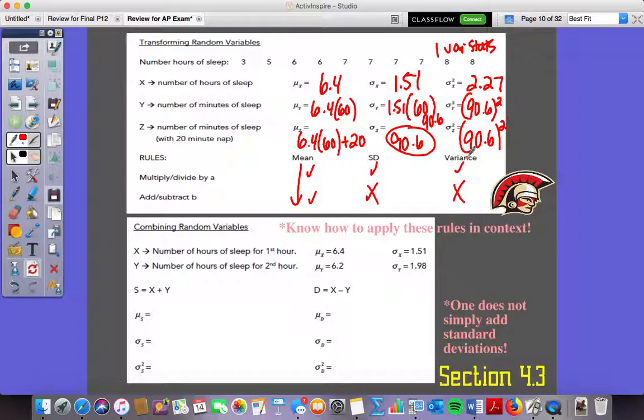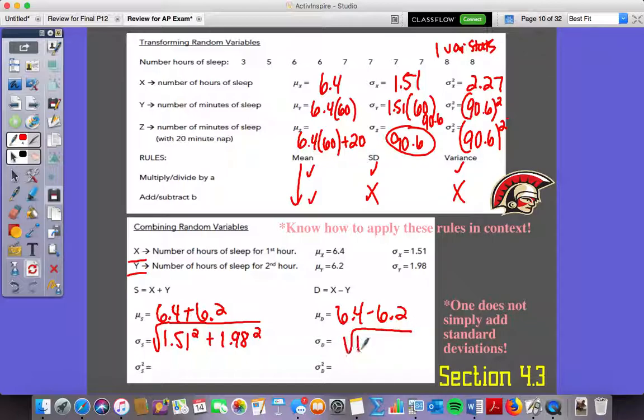Okay, what if I added two things together? So if I added two means together of X for the first hour and the second hour, can I add the two means together? Yes, I can. Right? Can I subtract the two means? Yes, you can. Okay? If I find the standard deviation, I can't simply add standard deviations, so we square them, add, and then we take the square root of it. Y'all tracking? Even if we subtract, we do the same exact thing. So square root of 1.51 squared plus 1.98 squared.